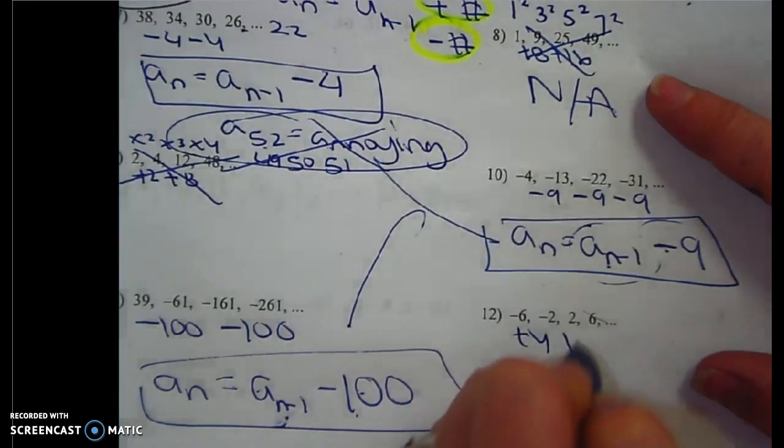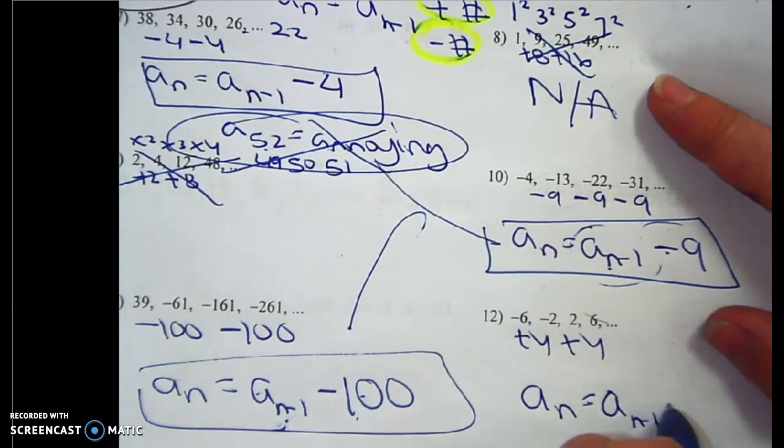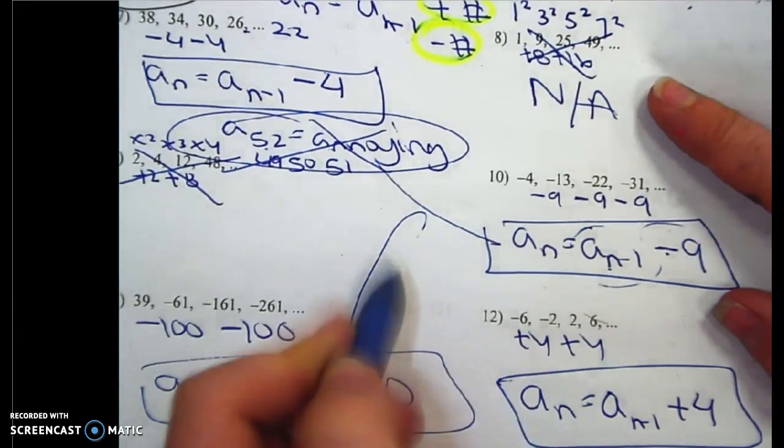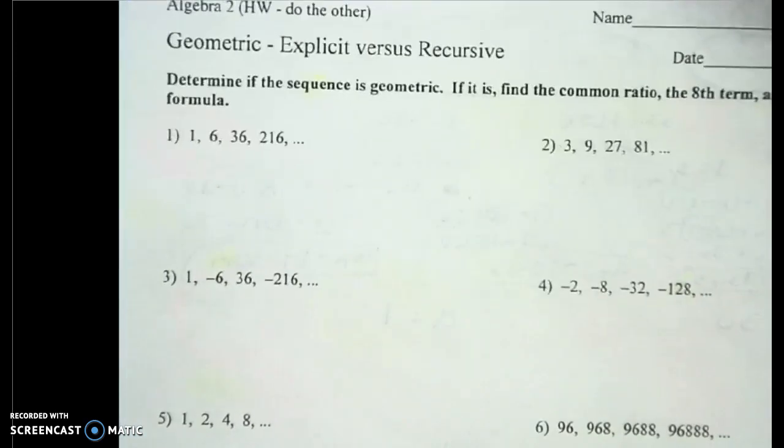This one is plus 4, plus 4. A sub n equals a sub n minus 1 plus 4. And once again, finding the 52nd term is super annoying. All right? That's everything arithmetic. Now let's go to the back and do everything geometric.